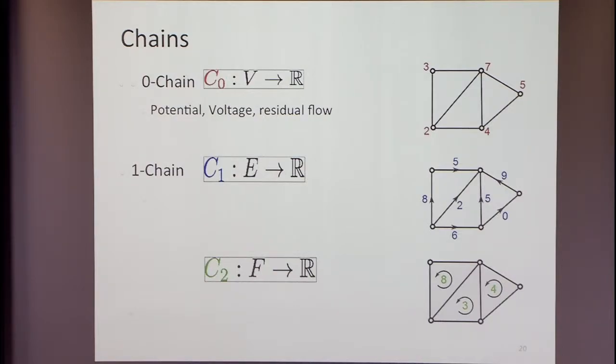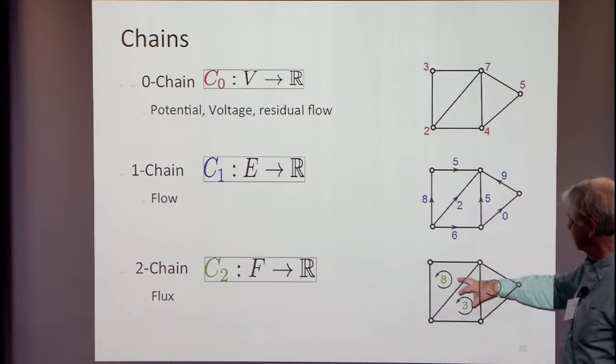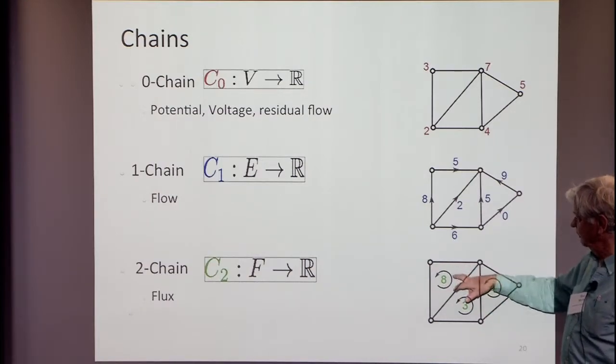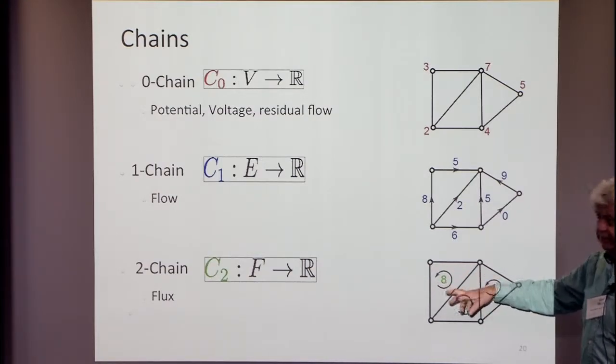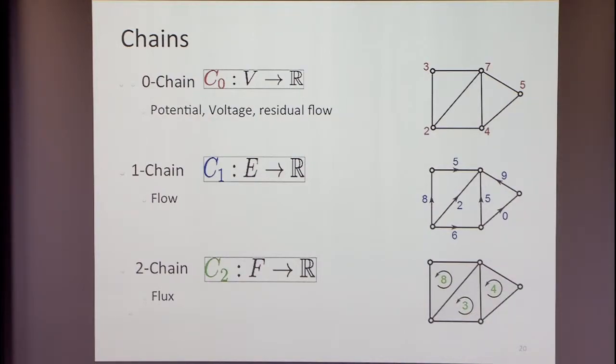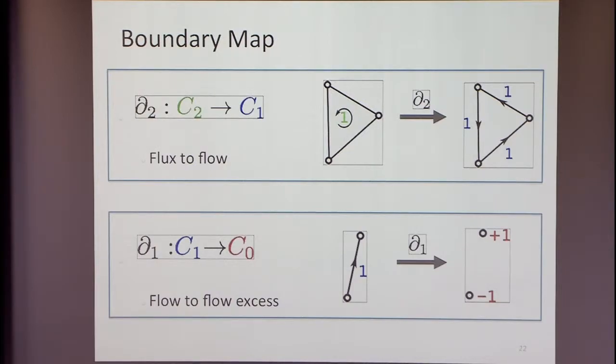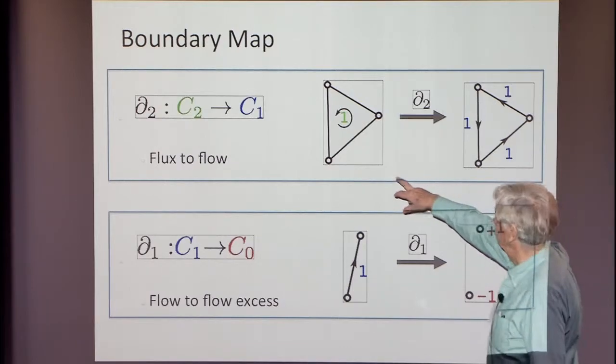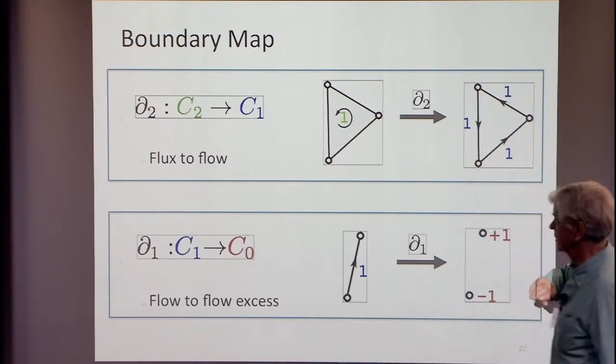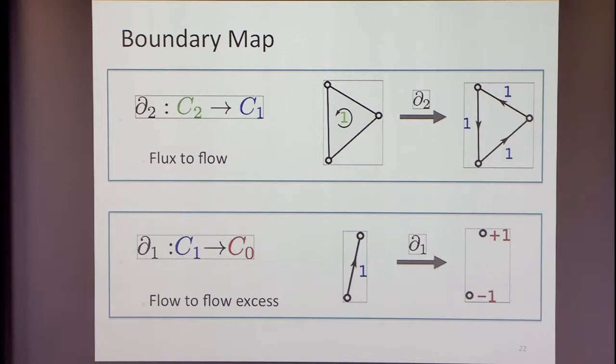And so quite often we call these potentials, voltages, or residual flows. These are flows. And then we'll call these fluxes. Because the way we're thinking of this is the value here being how much flow or electric current flows through this triangle, right? So, good. Okay. And then we have operators that go between these. In particular, our partial 2 takes us from 2 chains to 1 chains. Partial 1 takes us from 1 chains to 0 chains, right? This is all sort of standard.